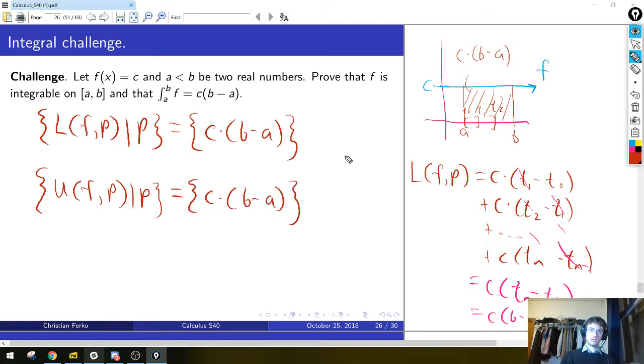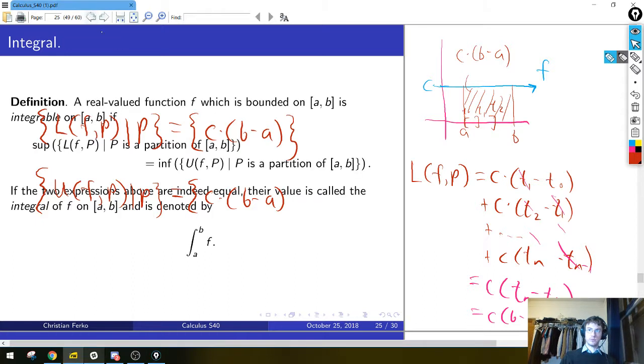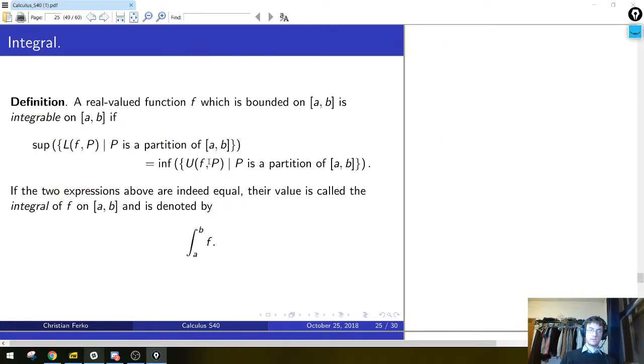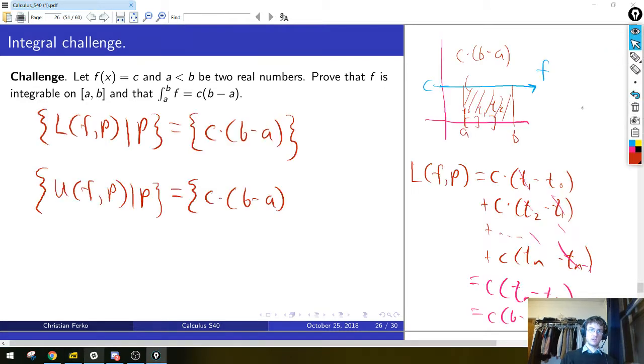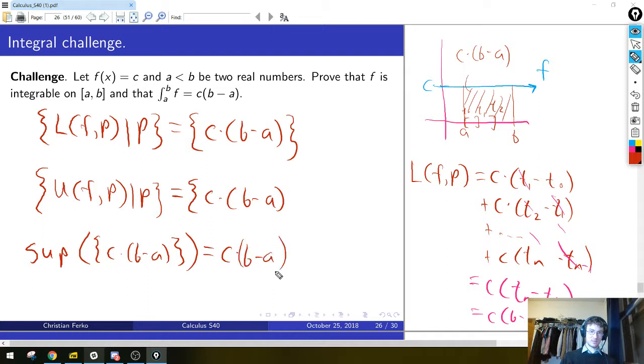Okay. So now, what do we have to prove? We have to prove that the supremum of the lower sums equals the infimum of the upper sums. So what is the supremum, the least upper bound, of the set which has a single real number, C times (b minus a)? I think it's C times (b minus a). Yes, it's certainly an upper bound, and it clearly is the least upper bound, because any smaller upper bound would be smaller than the one element. Likewise, what is the infimum of this singleton set? That is also C times (b minus a).